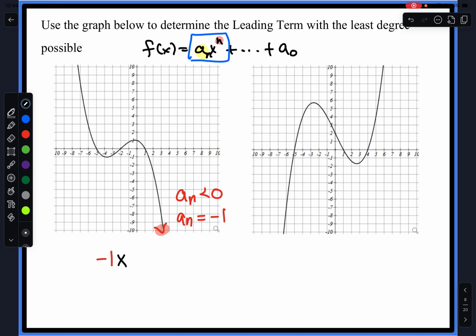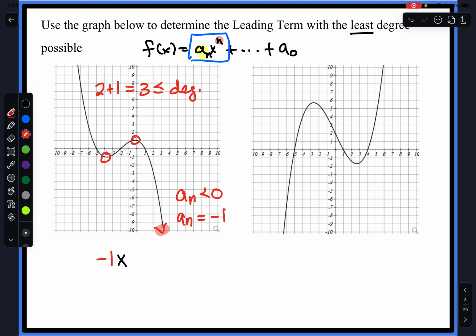Well, now to figure out what that power is, what the least possible degree is, the least possible power, all we have to do is simply look at one of two things. Look at the number of turns and add 1 to it. Since it has 2 turns, 2 plus 1 is 3. So the degree would have to be at least 3.